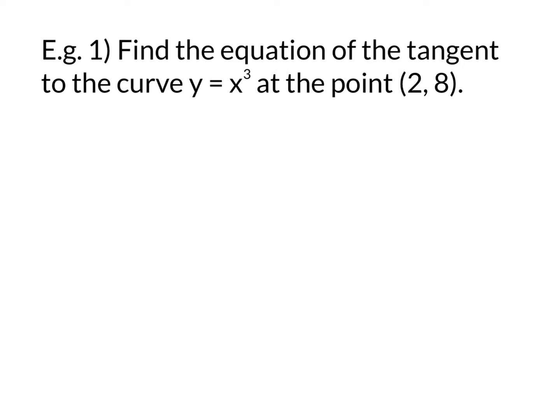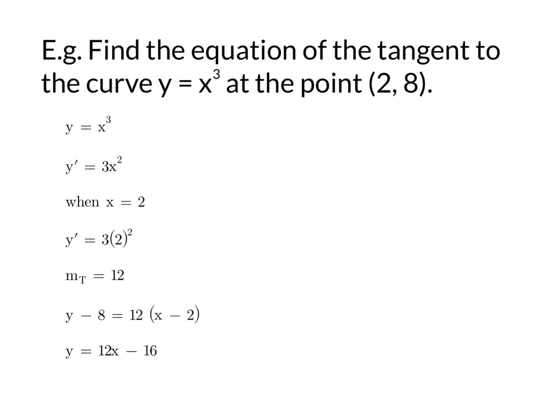So here's our first example. We're going to find the equation of the tangent to the curve y equals x cubed at the point (2, 8). When we find the equation of the tangent, the first step is we've got to find the gradient of the tangent. So we differentiate y equals x cubed and we get y dash equals 3x squared. When x equals 2, y dash equals 3 lots of 2 squared. So the gradient of your tangent is 12.